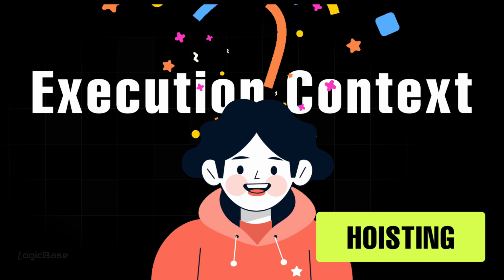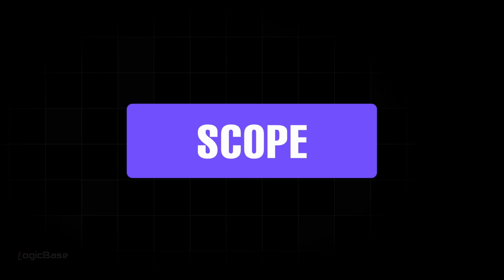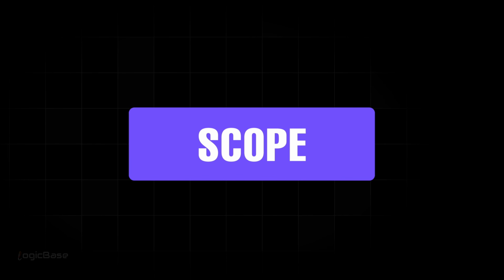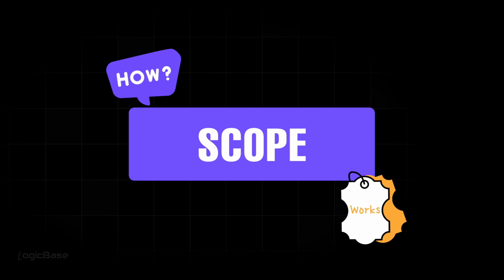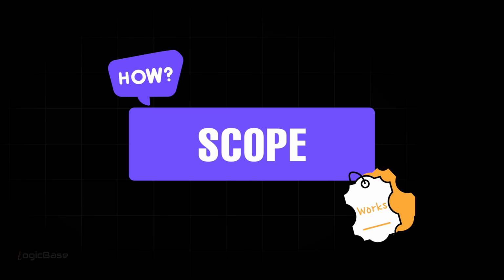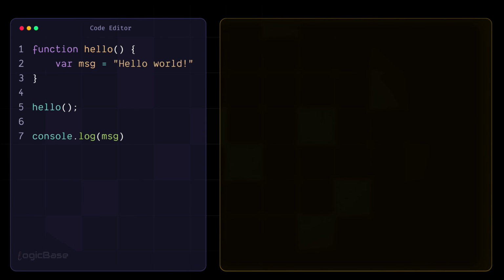Now, let's move on to another important concept, scope. We have already discussed scope before, but this time we will understand how scope works in relation to the execution context. Take a look at this simple example. Here we have a function called hello. Inside it, there's a variable named message declared with var, which holds a certain value. Outside the function, that is in the global scope, we are calling or invoking the hello function.